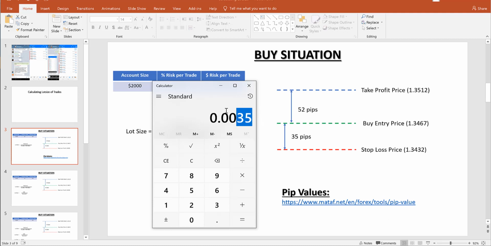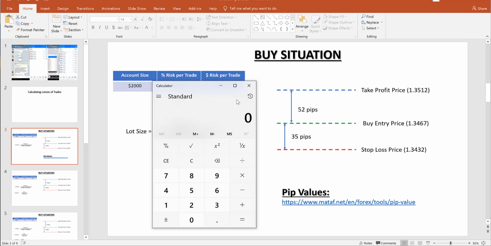And then the take profit, or the target, is and must be above the entry price for a buy situation, because if it's a buy situation, you're expecting to take profit from a price higher than the entry, and the stop loss should be somewhere below so you can get out without taking too much loss. So that's 35 pips, and we will do the same thing for the target price.